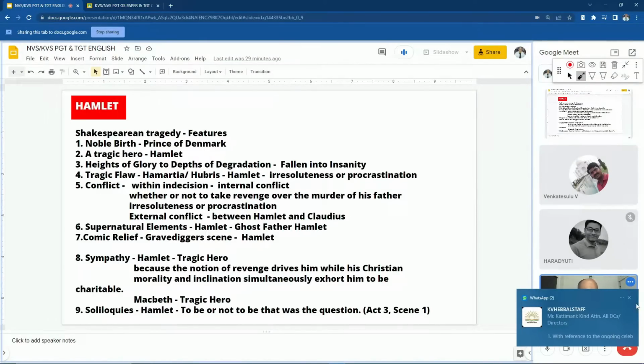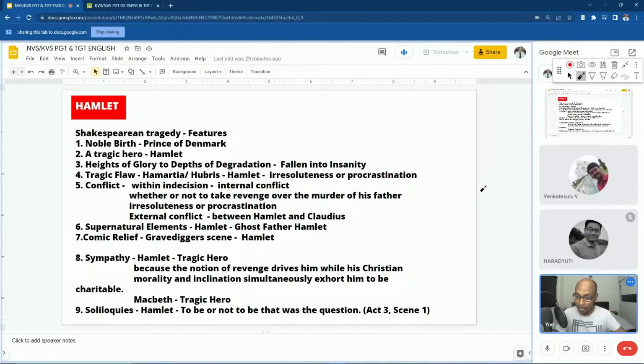That means whoever wants to take revenge against the people who ill-treated them or created problems in life, that is against Christian morality. So when Claudius killed Hamlet's father, and the father's ghost revealed that secret to our Hamlet, he was not able to understand whether to follow his Christian morality or to believe this ghost. That's why it creates a lot of confusion, procrastination and irresoluteness in the character of Hamlet.